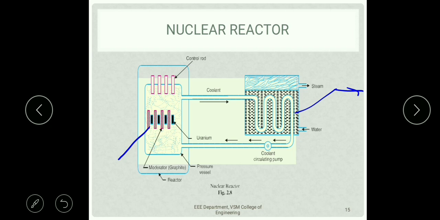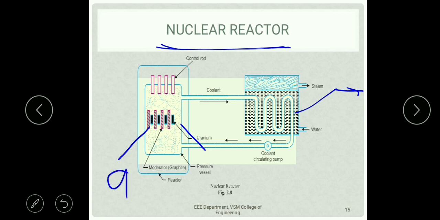Now I want to explain briefly each and every part here. First of all, we should discuss nuclear fuel. So, what is the principle of operation of a nuclear reactor? Controlled fission chain reaction. So you all know what a chain reaction is.